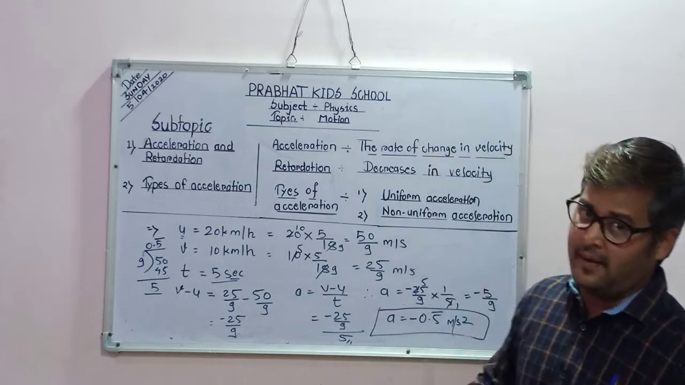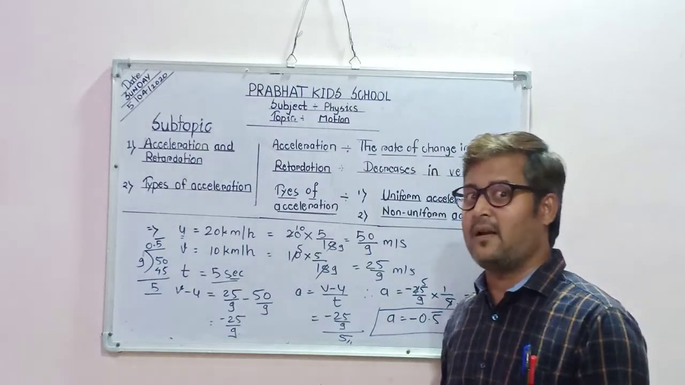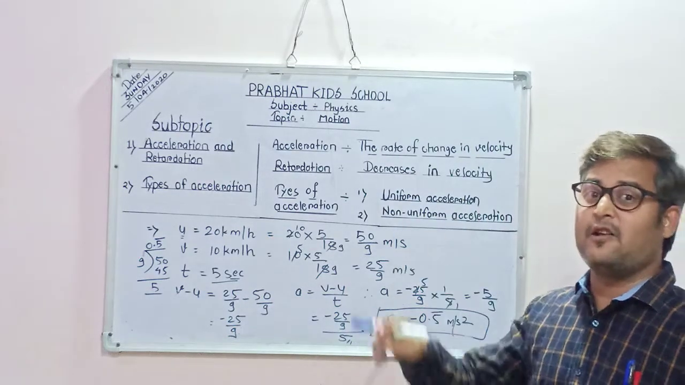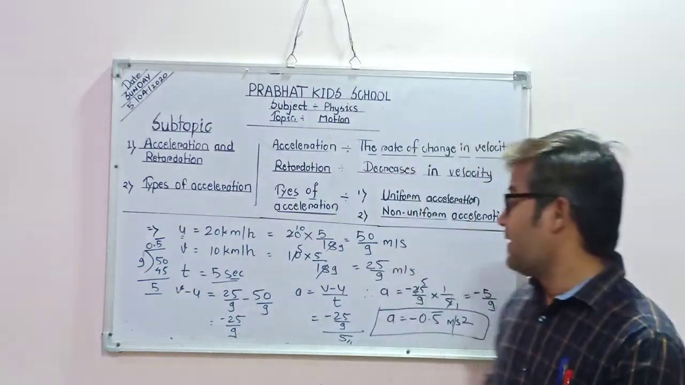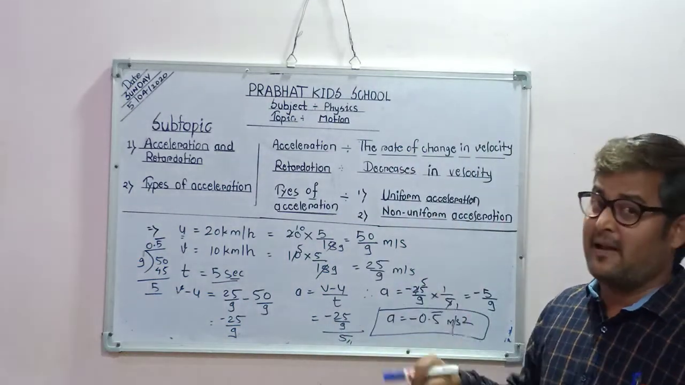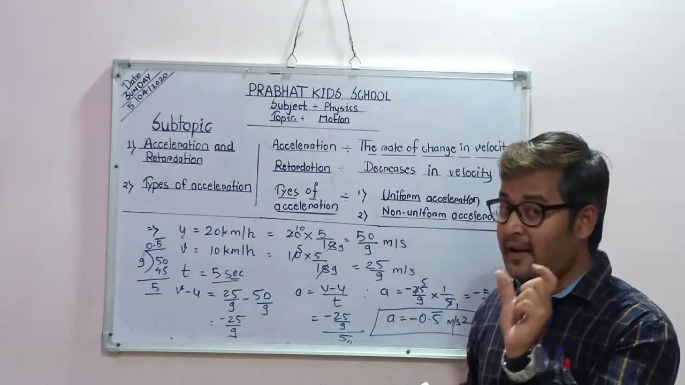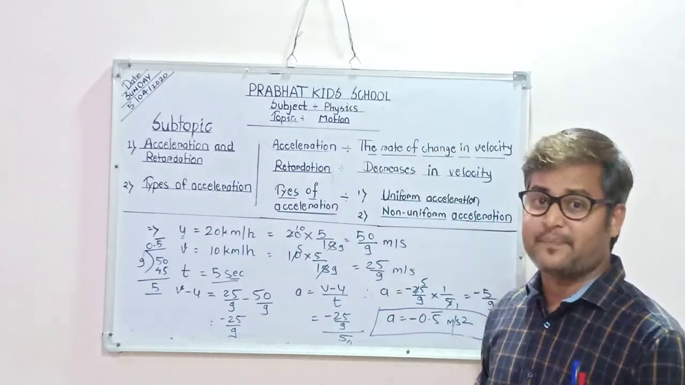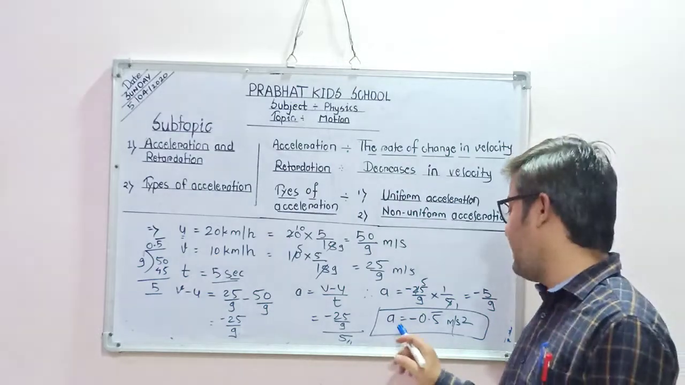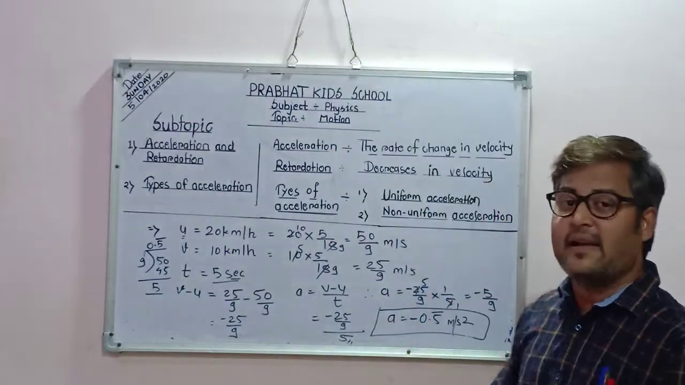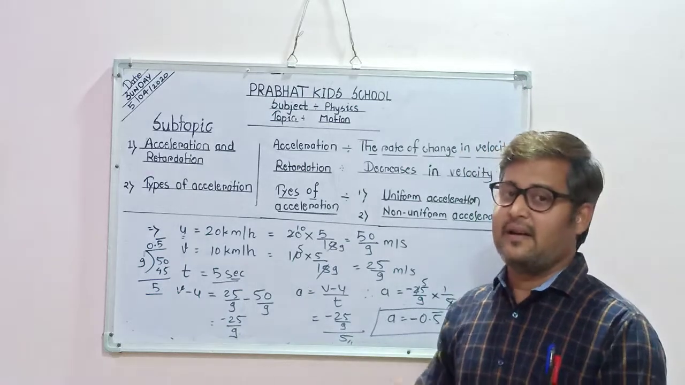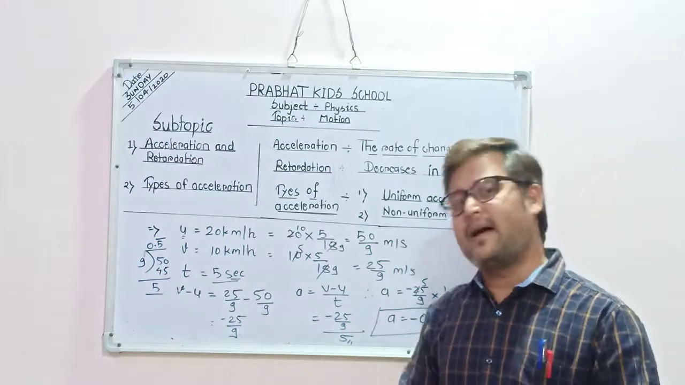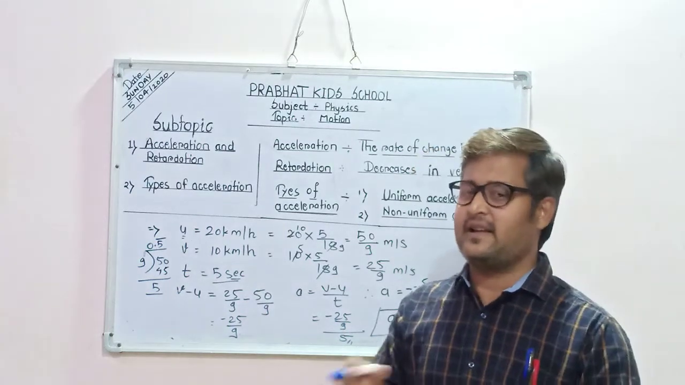Same example, I am moving with 20 km per hour, but what happened? Due to that dog I applied the brake, and from 20 km per hour I decreased my velocity to 10 km per hour. Due to my final velocity decreasing in a particular time span, that is 5 seconds, my acceleration is negative, and this negative acceleration is called retardation. Retardation, negative acceleration. The unit is the same, meter per second square.